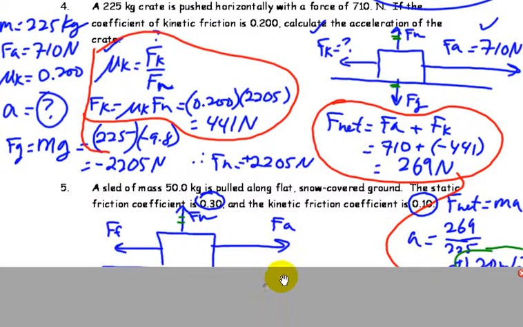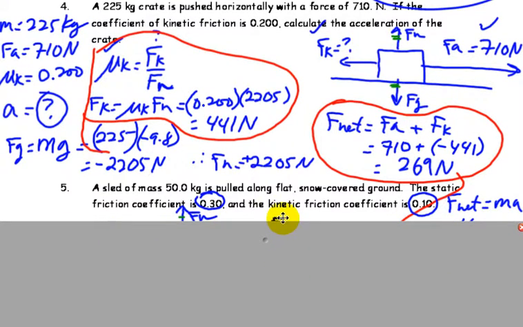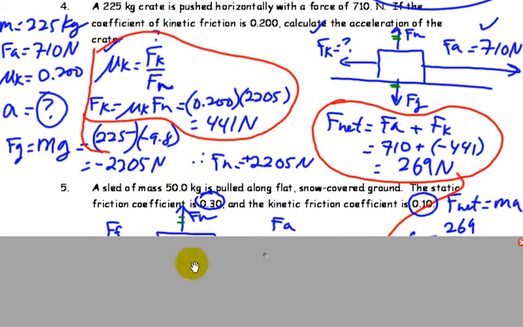Okay. Look at another one here. A sled of mass 50 kgs is pulled along a flat snow-covered surface. The static friction coefficient is 0.3 and the kinetic friction is 0.1. So again, to get it moving, I'm going to have to overcome some static friction, and to keep it moving, I'm going to have to overcome moving friction.